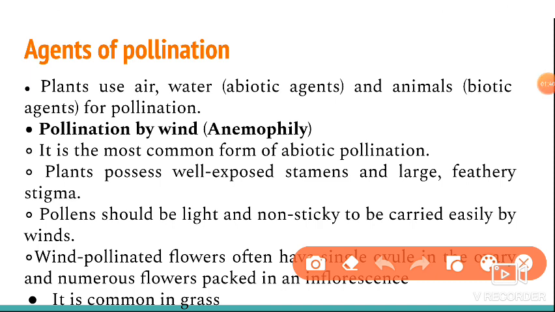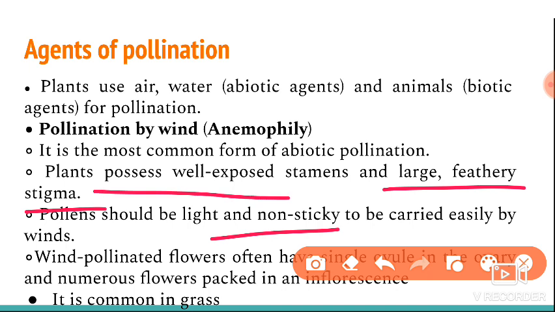Here, usually in the case of wind pollinating flowers, the pollen grains are non-sticky, and so you can find a feathery stigma, and the stamens are well exposed. Wind pollinating flowers often have a single ovule in the ovary, and numerous flowers packed in the inflorescence. These are some important characteristics of wind pollinating flowers.